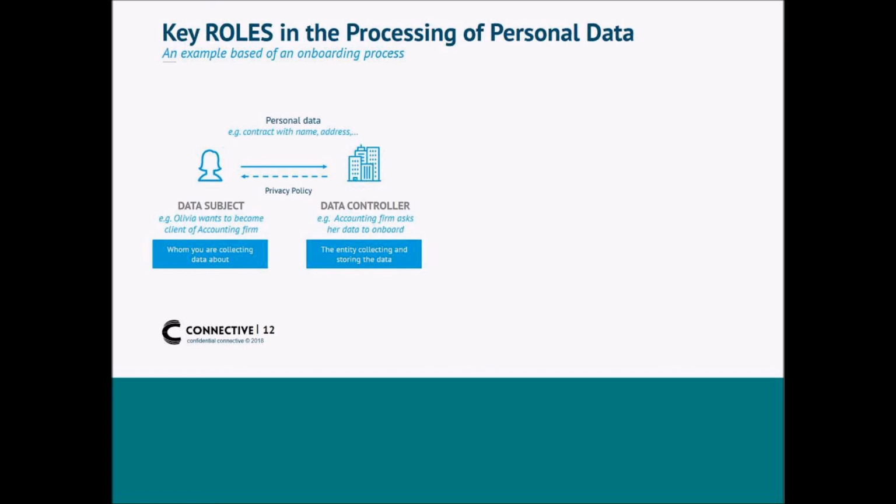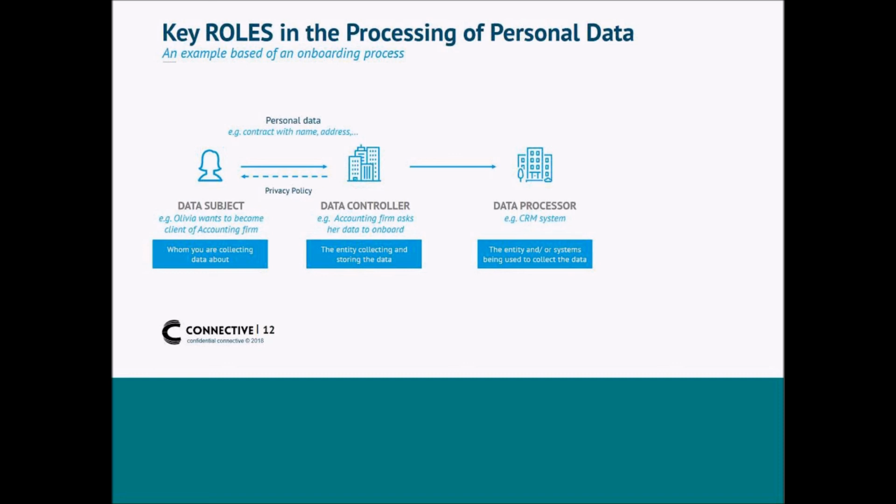In our example, the data subject is called Olivia, and she wants to become a client of an accounting firm. The data controller will be the accounting firm, and she will share her name, her personal data, in order to be onboarded with the accounting firm, the data controller. The data controller itself will use a data processor in order to store the personal data of Olivia.